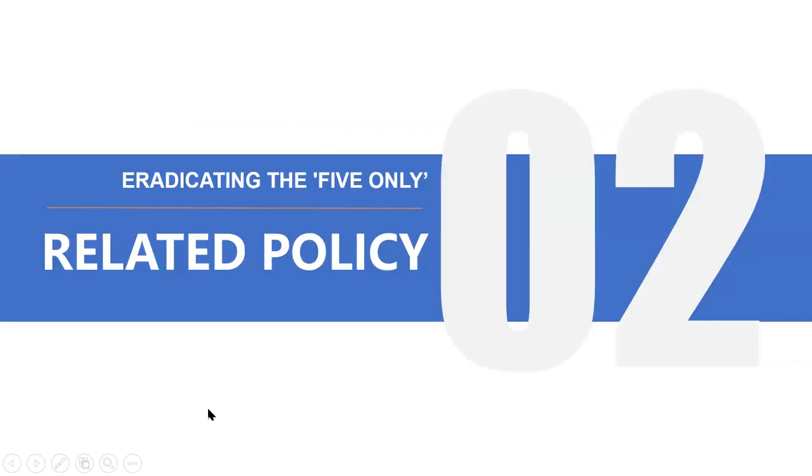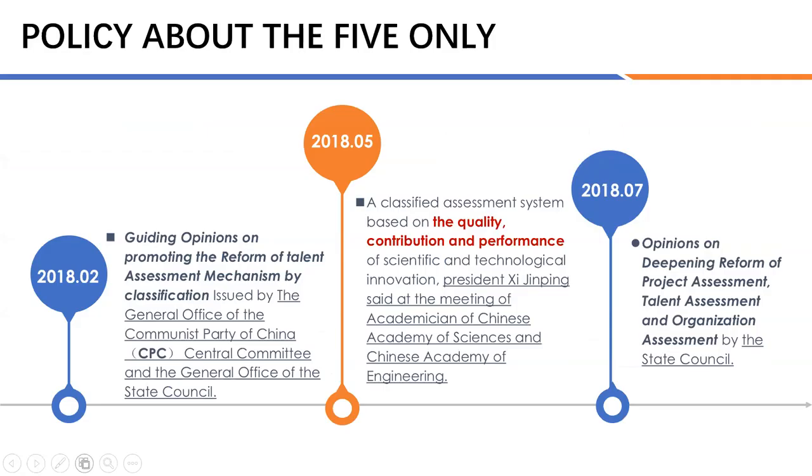The next part is the related policies on the five onlys. The earliest related policy is the guiding opinions on promoting the reform of the talent assessment mechanism by classification, issued by the General Office of the Communist Party of China Central Committee and the General Office of the State Council, which is the top organization in China.